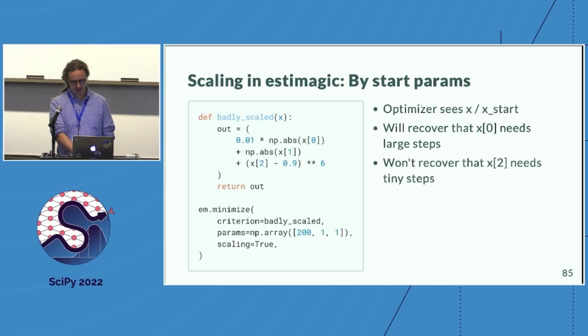And then the parameter space that the optimizer sees is actually a vector of ones, and the whole parameter space is scaled by dividing by x start. And in this example of the badly scaled, completely made up function, this would recover that x0 needs a large step because it has a very large start parameter. It would not recover that also the second and third parameters have very different effects on the criterion function.